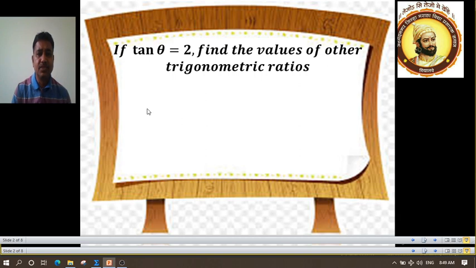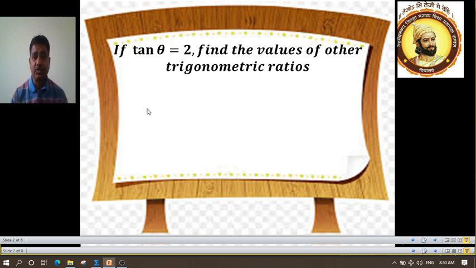Let us consider first example. If tan theta is equal to 2, find the values of the other trigonometric ratios. In the previous lecture, we have already studied such types of examples. These examples can be solved in two ways. First, by using trigonometric identities.